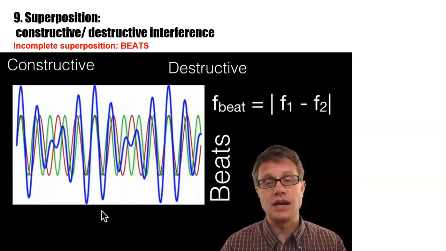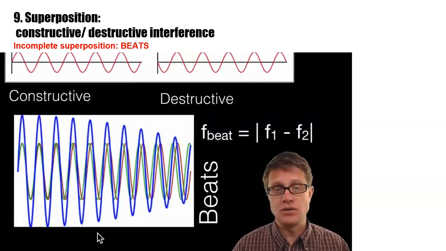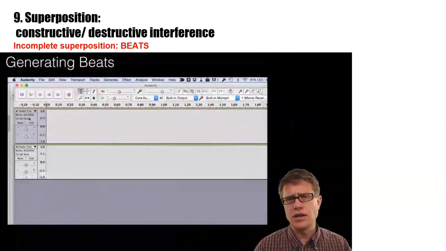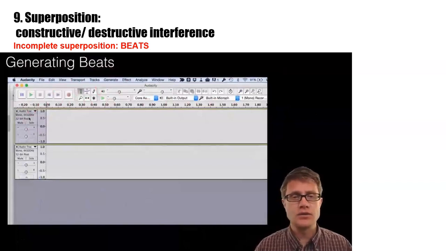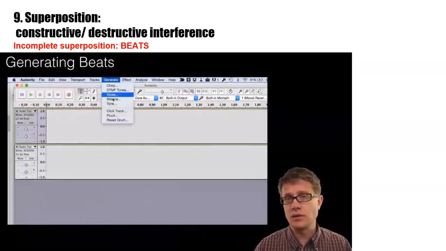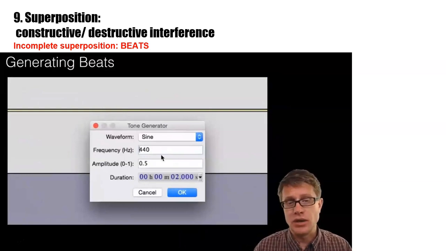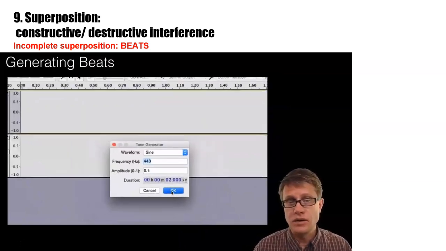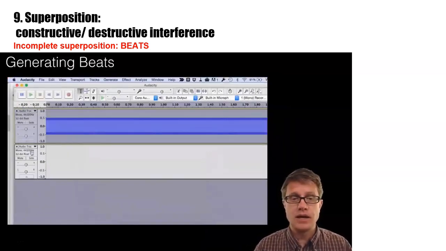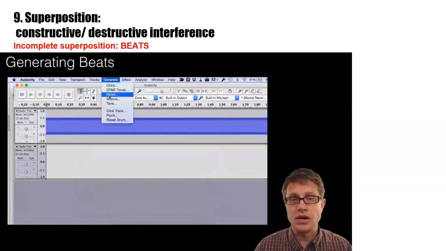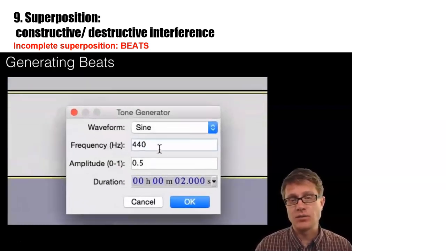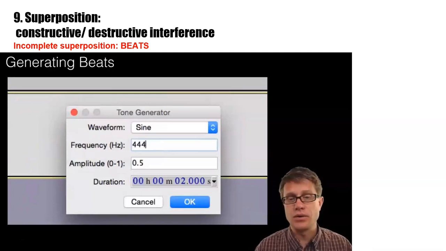How do you calculate it? Again, it's frequency 1 minus frequency 2, absolute value of. And let's do a sample of that. I'm using Audacity, a little music software, and I'm going to generate some tones. I'm going to generate a 440 hertz tone, so that'll be in one track. Then I'm going to add another track down here, and we're going to generate another tone. We'll make this one slightly different.